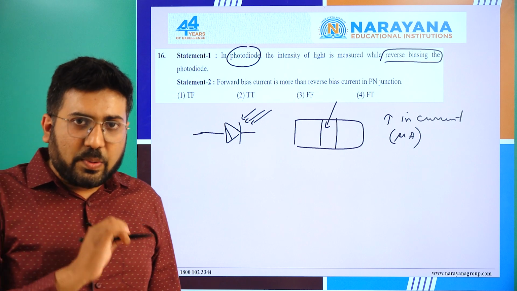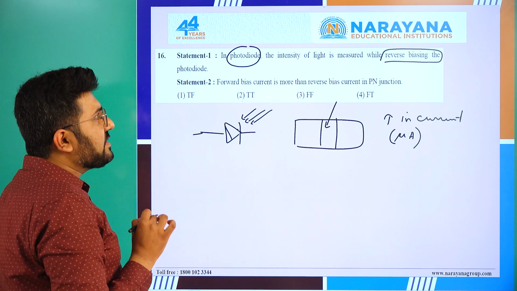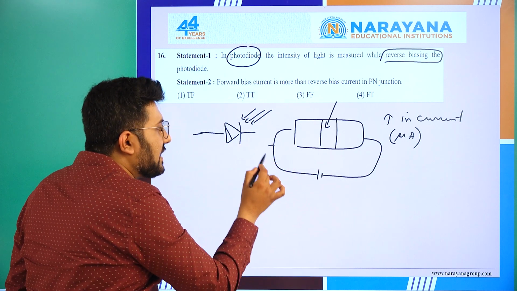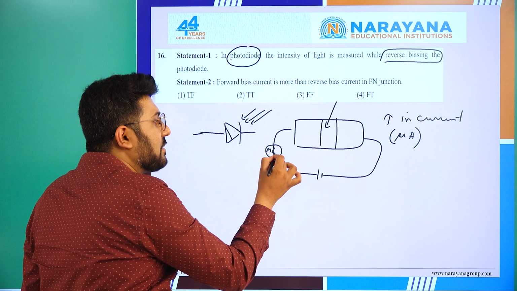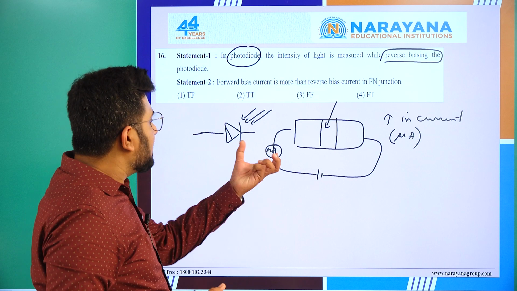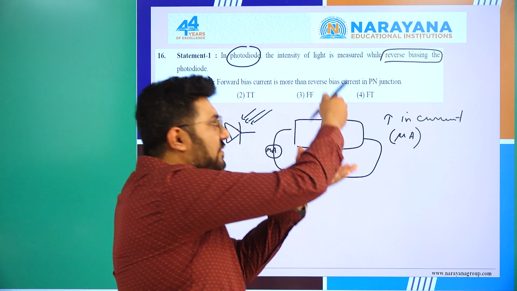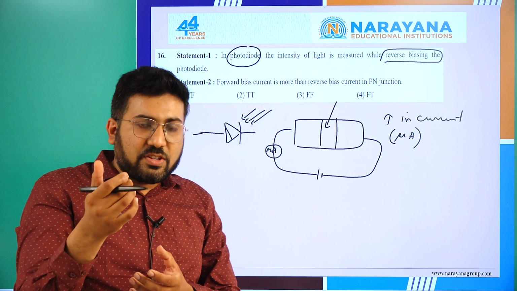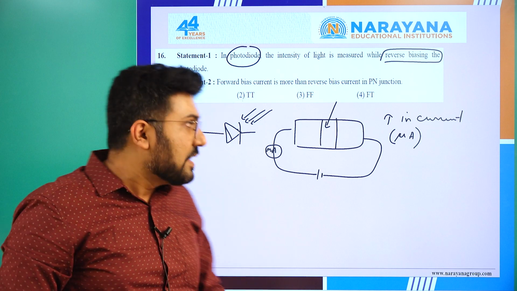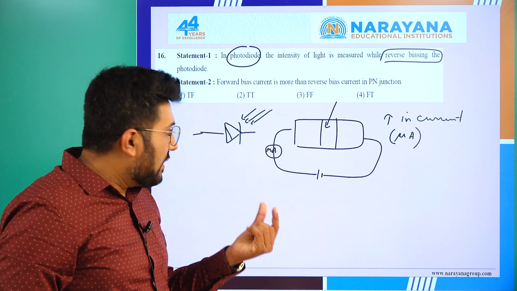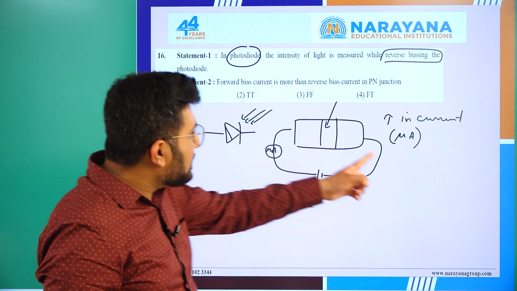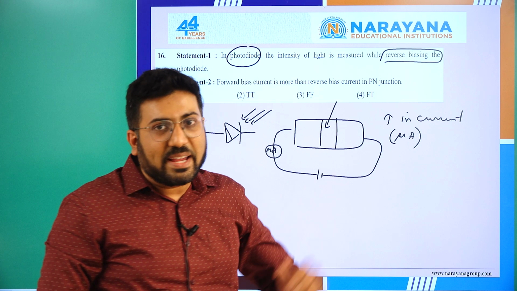Okay. Now what happens is, if this was in forward bias, the meter that I would use here will be a milliammeter, because in forward bias the current is in milliamperes. Okay. So due to this falling light, the current will change, but this milliammeter may not be able to detect that change, because a milliammeter measures current in the range of milliamperes, and this increase in current is only in microamperes.